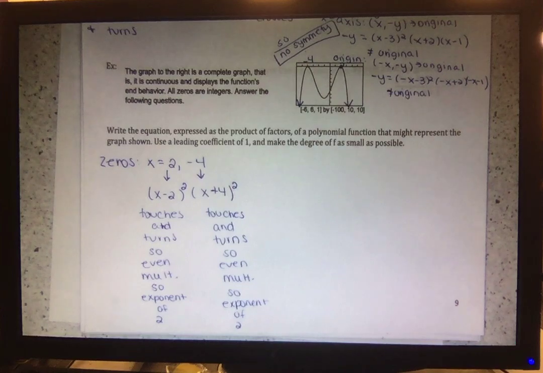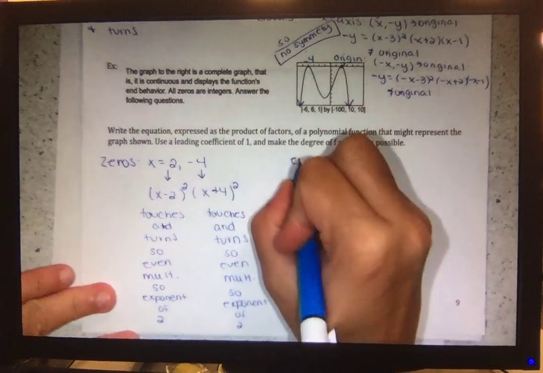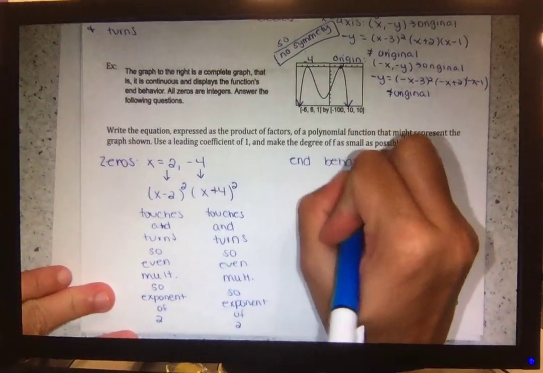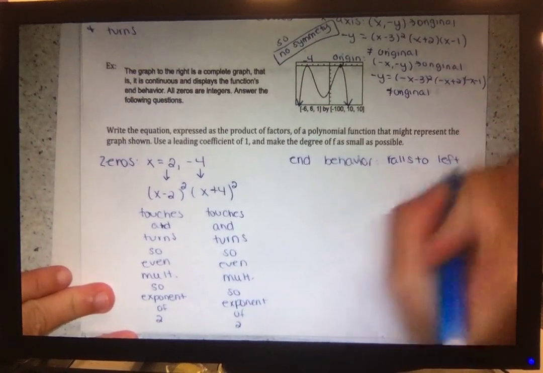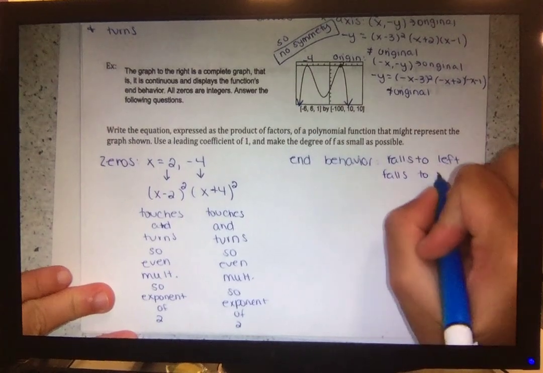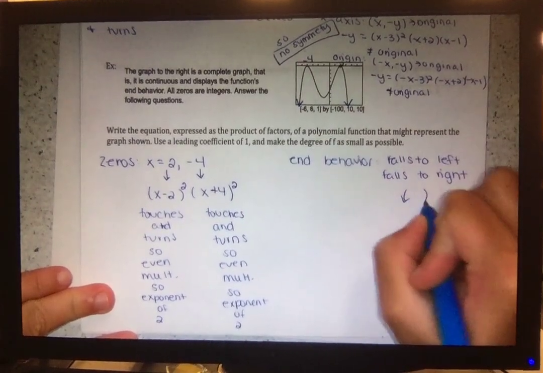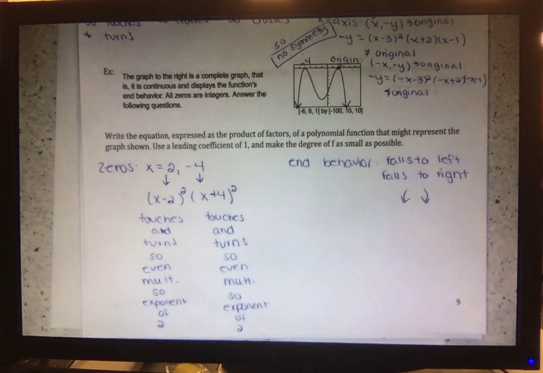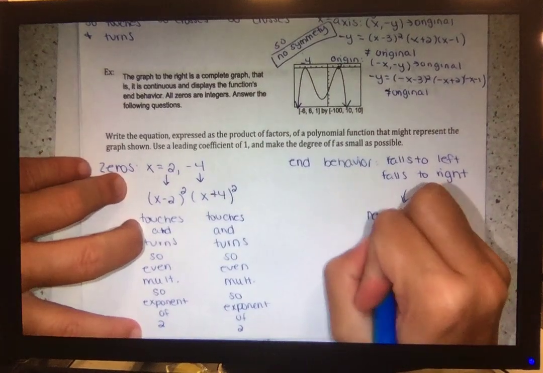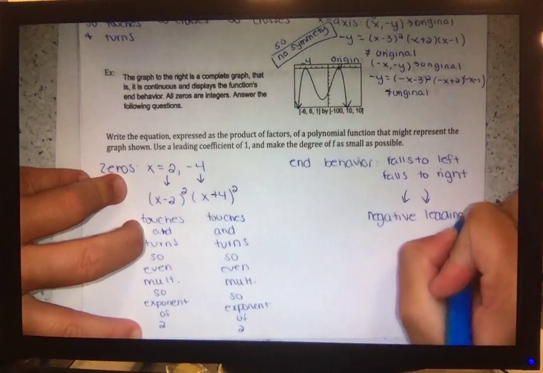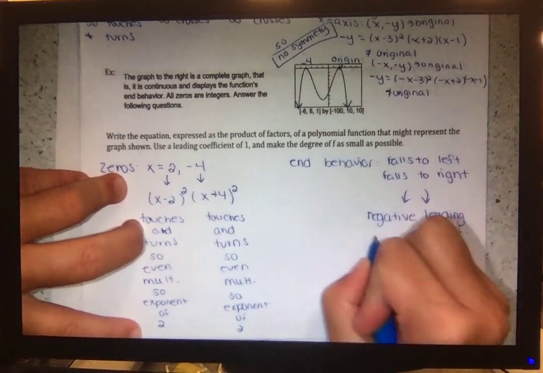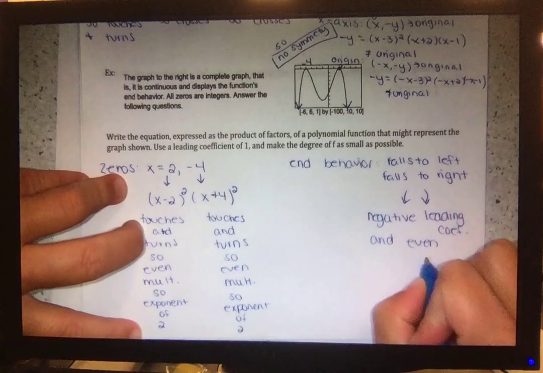Someone else said something about positive and positive, so it falls and falls. End behavior falls to the left, falls to the right. So we know it's both going downward. So what does that tell me? Negative leading coefficient and even degree. Good. Negative leading coefficient and even degree.